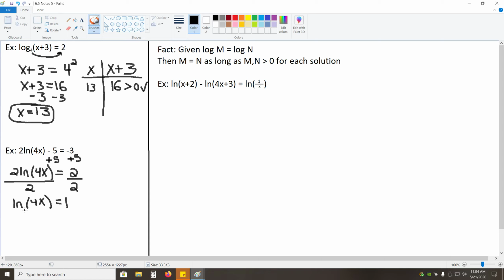And now from here, we need to get rid of the natural logs, so we can either raise each side with a base of e, or we can just use our arrow method to show that we're moving the base to the other side, which gives us 4x equals e to the first power, or just 4x equals e. And finally, dividing each side by 4, we get x equals e over 4.